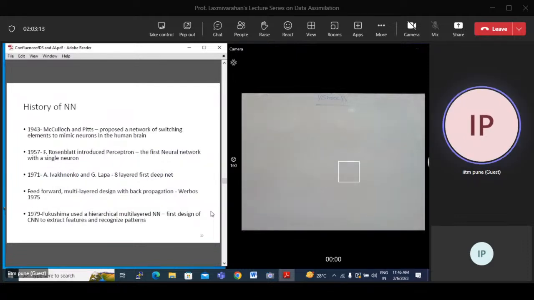History of neural networks. In 1943, McCulloch and Pitts proposed a network of switching elements to mimic neurons in a human brain. Please understand, AI and the human way of thinking are intimately associated with each other. In 1957, Rosenblatt introduced the first neural network called the perceptron, a single neuron network. Then two Russian authors in 1971 had an 8-layer network. In 1971, at that time it was considered deep. Today's deep is much deeper, but considering the technology of 1971, in many circles it is now believed to be one of the earliest examples of deep neural networks. Feed forward multi-layer design with backpropagation became the order of the day.